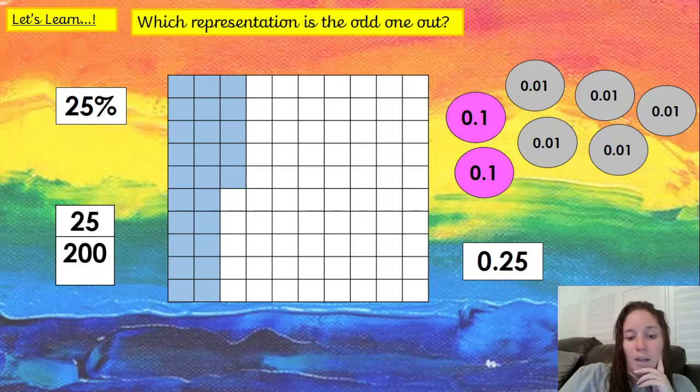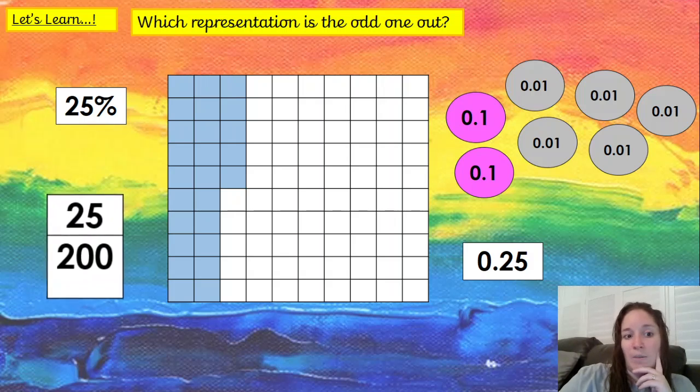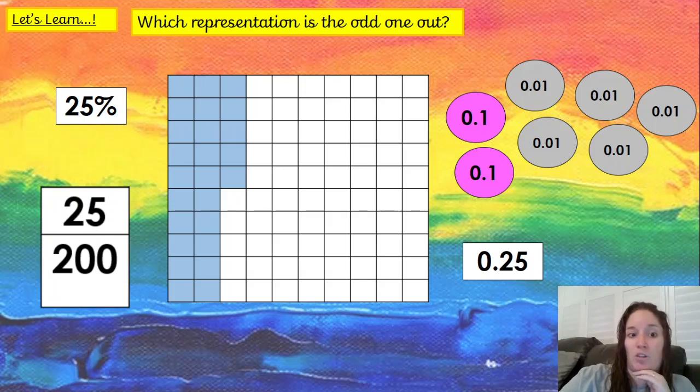Okay, hopefully you would have noticed that the odd one out is 25 over 200, because 25% is 25 over 100. Here we've got 25 out of 100 on the square. This represents 0.25, and then we've got 0.25 as a decimal. So this one, if we actually divided it by 2 to get to 100, it would be 12.5%. So that's not right. That's the odd one out.